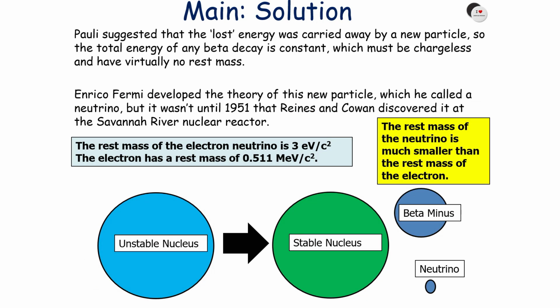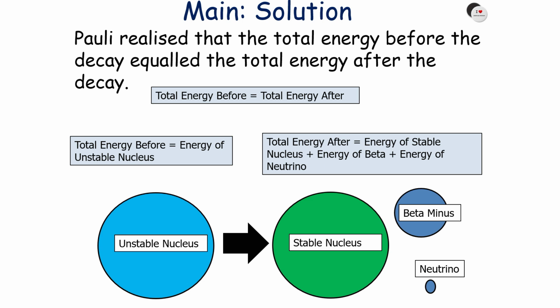So what was happening? Well, a physicist called Wolfgang Pauli suggested that the lost energy was carried away by a new particle, so that the total energy of any beta decay is constant. This particle must be chargeless and have virtually no rest mass. So this was the idea of the neutrino. The rest mass of a neutrino is much smaller than the rest mass of an electron. So Pauli realized that the total energy before decay equaled the total energy after the decay if you consider the energy of the neutrino, which was also produced.